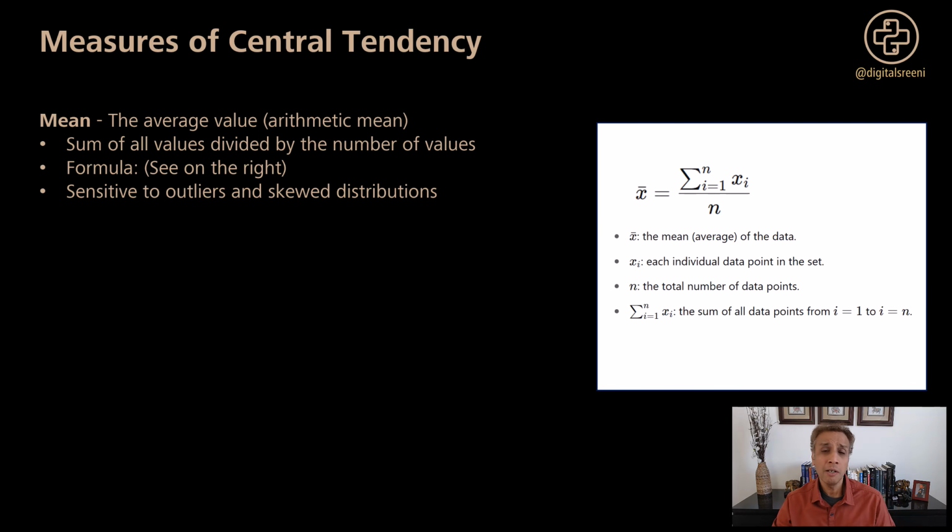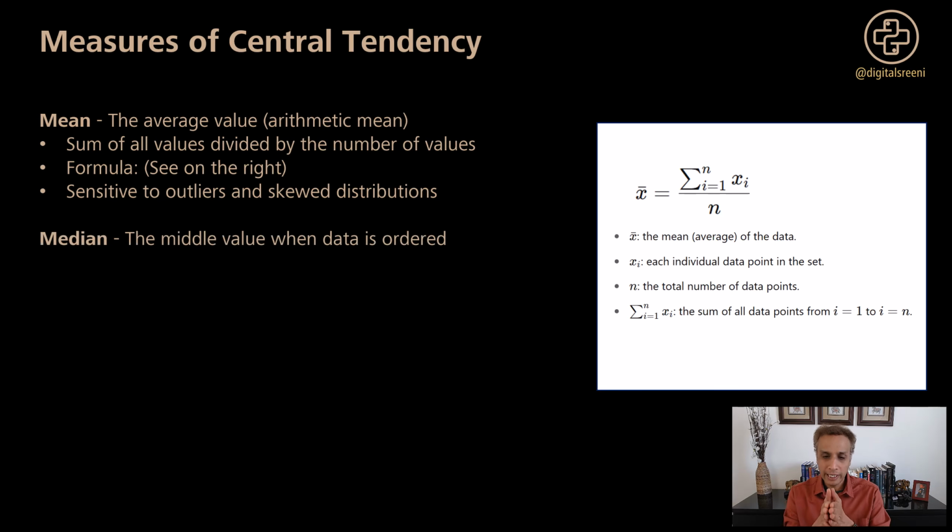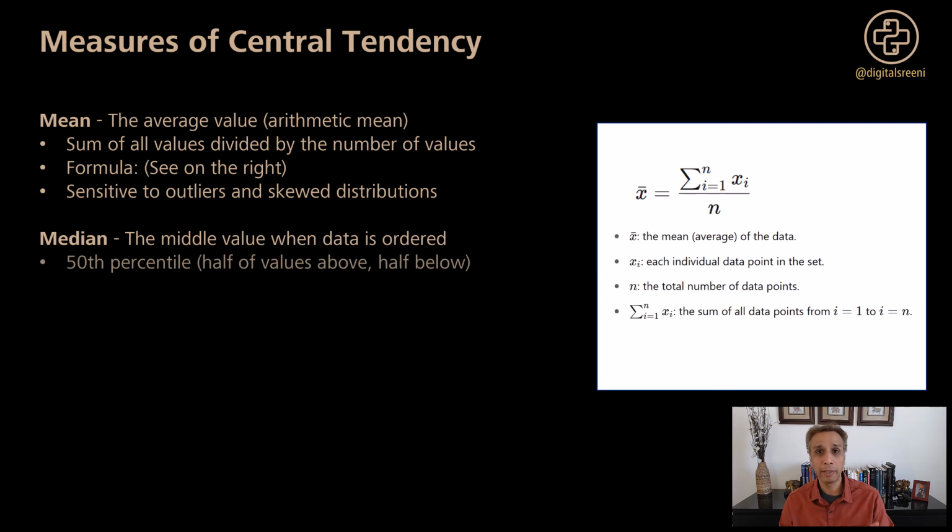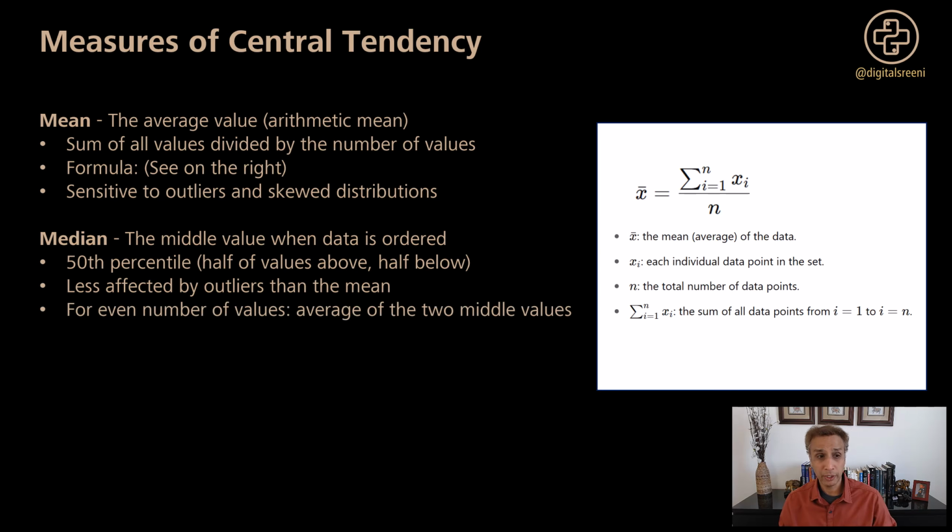That's the case. But in that case, you use median, right? Median is the middle value when data is ordered. You order the data from low to high, and what is the middle value? That often represents, in this housing example, the better metric. The 50th percentile is basically where half of all the values lie above or below. And as I mentioned already, it is less affected by outliers compared to the mean. And of course, if you have an even number of values, that means there are two in the middle. You just take the average of the two middle values.